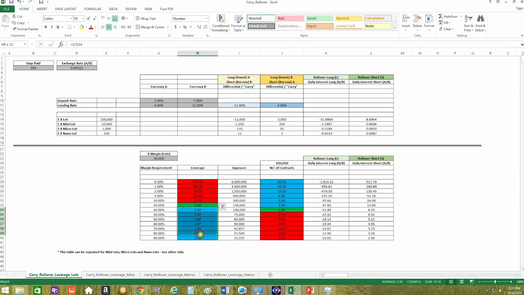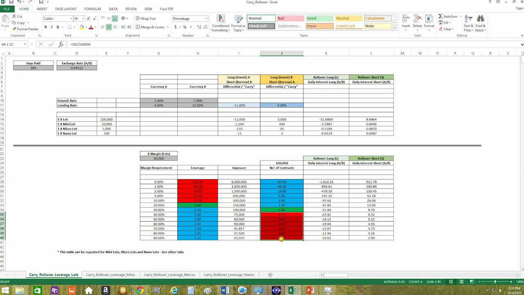And this is where things seem to be okay. This is where we have a margin of safety, where if we actually put these trades on and we get paid a credit to our trading account, the currency pair would still have to move by 33% for us to be wiped out, which is very improbable.